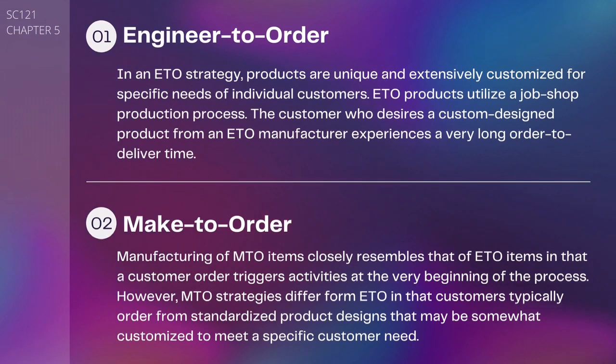Make to order. Manufacturing of MTO items closely resembles that of ETO items in that a customer order triggers activities at the very beginning of the process. However, MTO strategies differ from ETO in that customers typically order from standardized product designs that may be somewhat customized to meet a specific customer need.